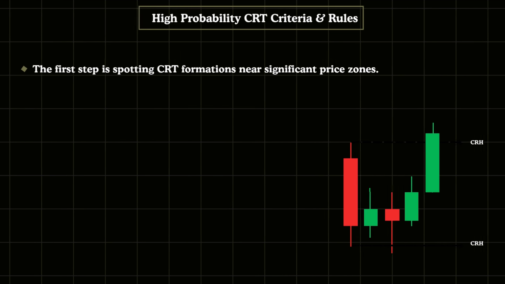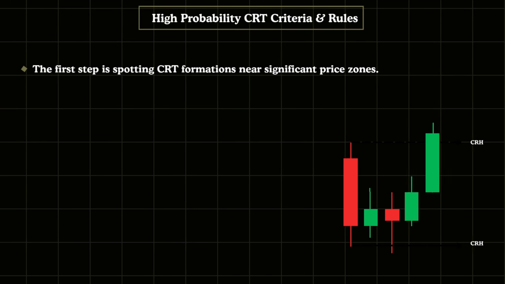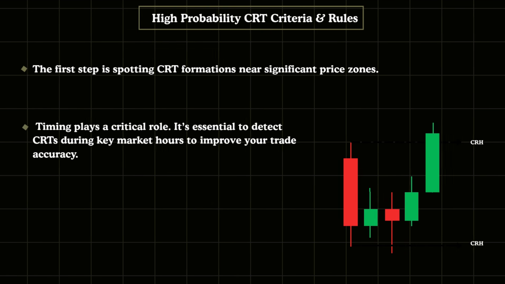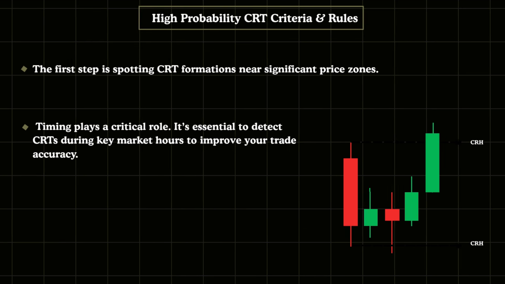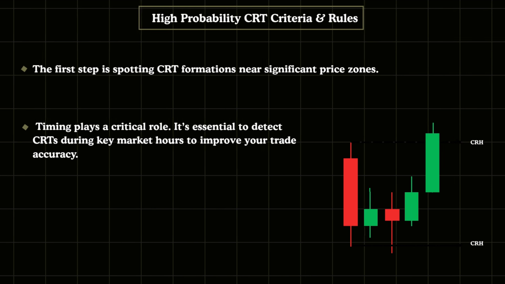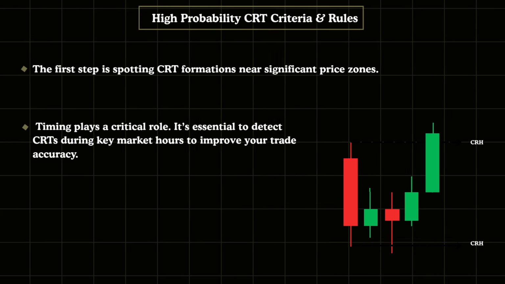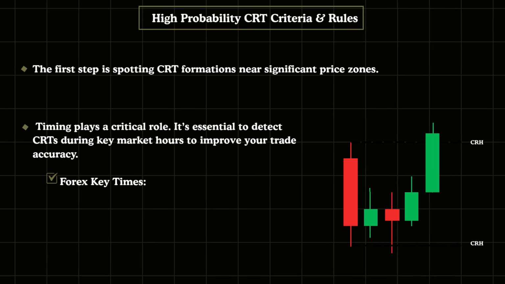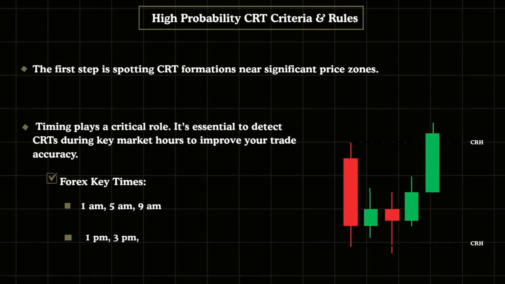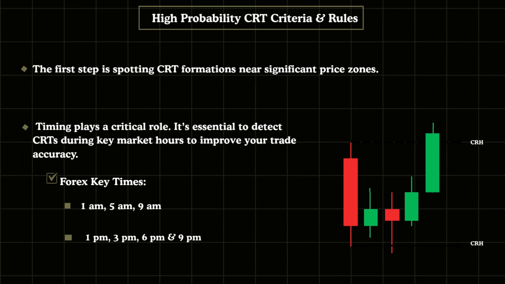Make sure that the higher time frame candle you're analyzing appears close to these strategic levels in the market. Secondly, timing plays a critical role. It's essential to detect CRTs during key market hours to improve your trade accuracy. Below are the important time slots to focus on in the Forex market: 1 a.m., 5 a.m., 9 a.m., 1 p.m., 3 p.m., 6 p.m., and 9 p.m.